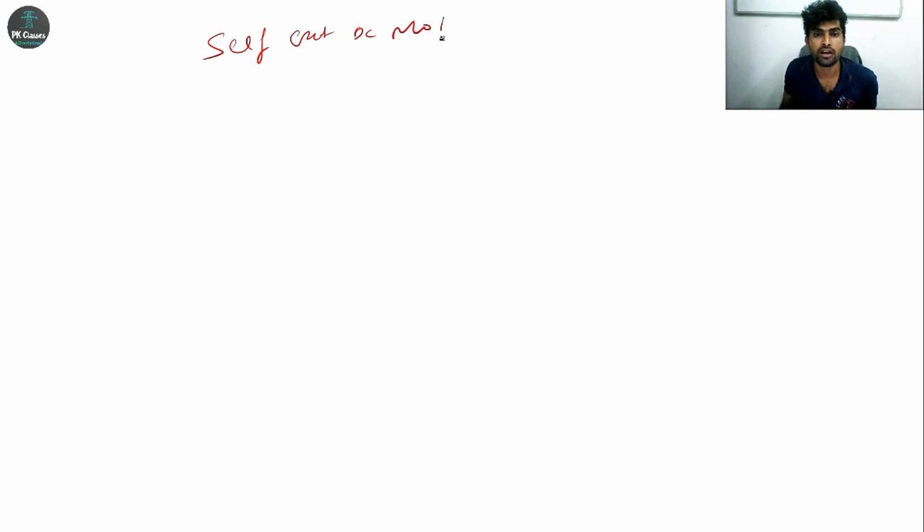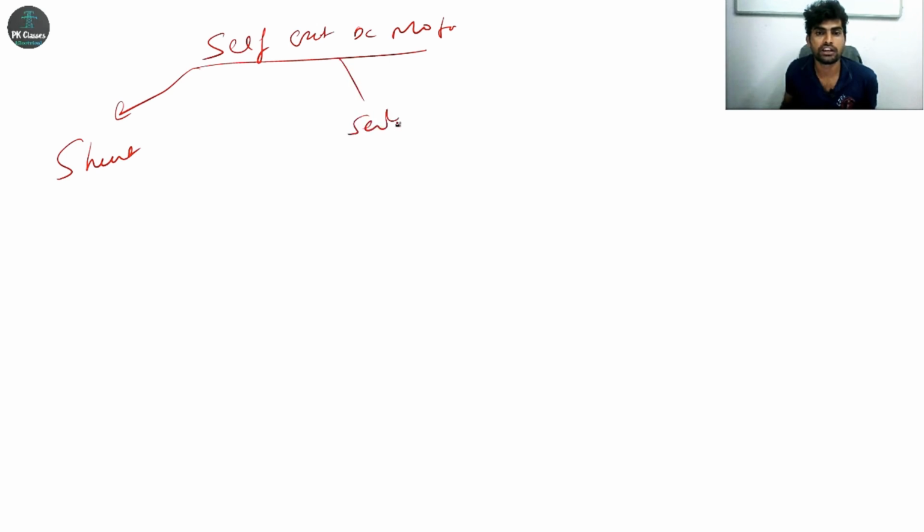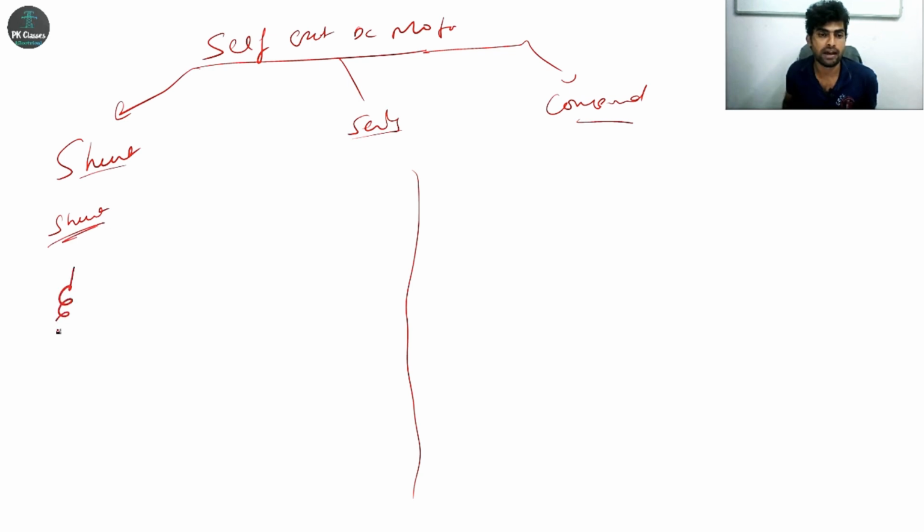We'll discuss self-excited DC motor. We have shunt, series, and another one is compound. Right? So here I'll discuss shunt and series. Shunt first. Field winding is parallel with the armature. Okay. Here.